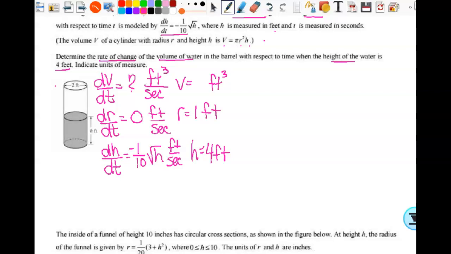And so I have volume. I'm going to need to take the derivative. So my volume formula is pi r squared h. If you haven't done so already, go ahead and do the derivative.